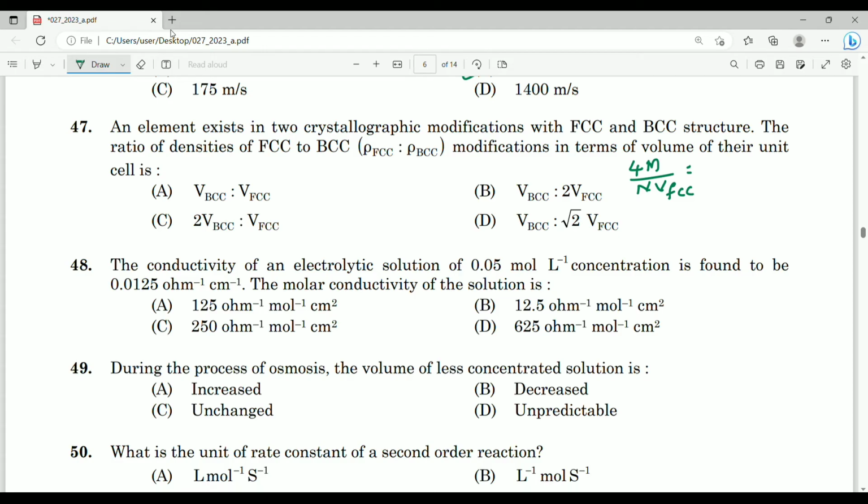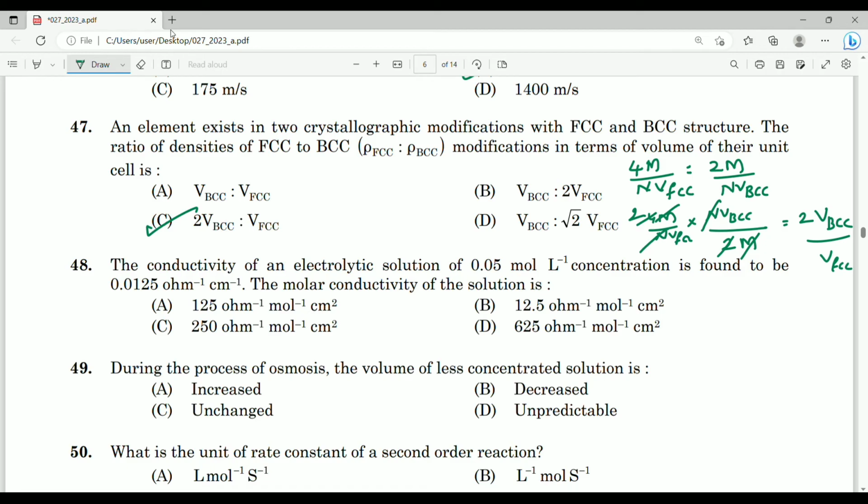Then BCC 2m by Nv BCC. So that means 4m by Nv FCC into Nv BCC by 2m. So cancel this m, it becomes 2. So 2V BCC by V FCC. So the answer is 2V BCC is to V FCC.